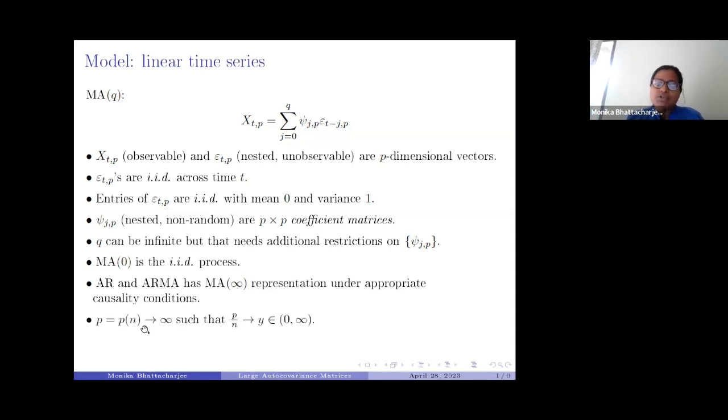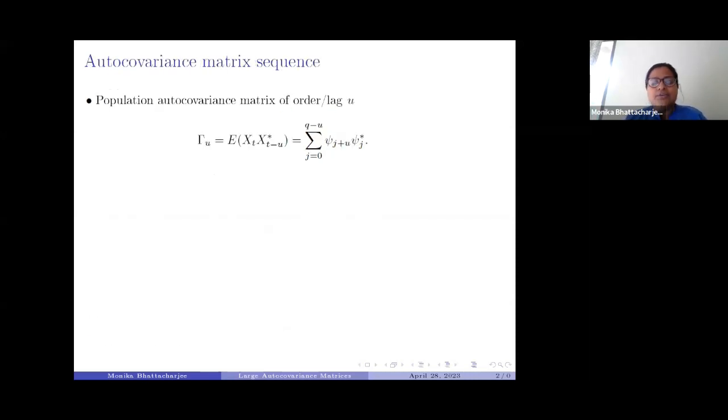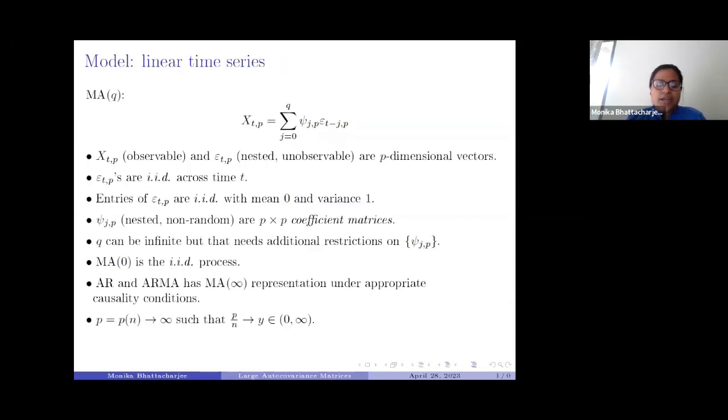And we are in a high dimensional setup, so we'll assume that the dimension will grow along with the sample size. Here we assume that n is our sample size and p is our dimension. So here you can see that xt and epsilon are p cross 1 vectors. So p is our dimension and n is the sample size. So we assume that the dimension grows along with the sample size.